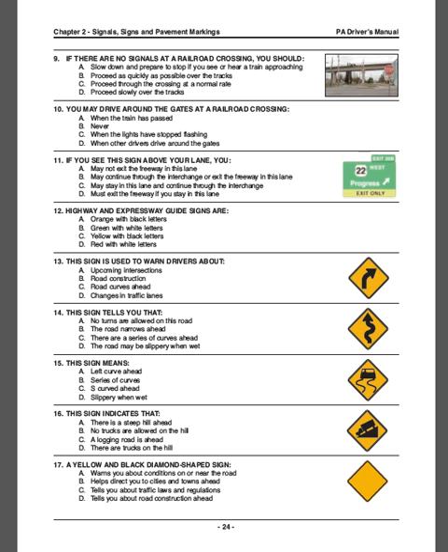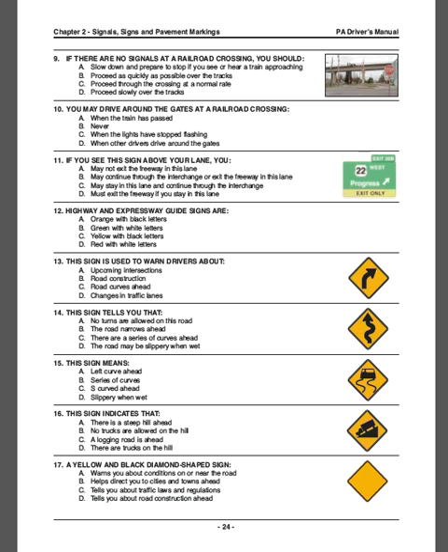13. This sign is used to warn drivers about A. Upcoming intersections, B. Road construction, C. Road curves ahead, D. Changes in traffic lanes. The answer is letter C. The arrow indicates that the road curves ahead.